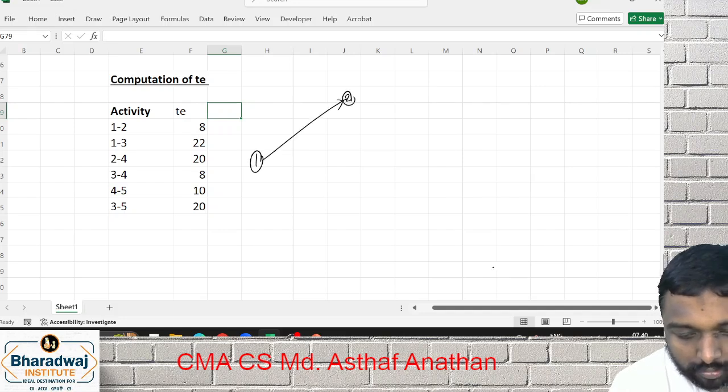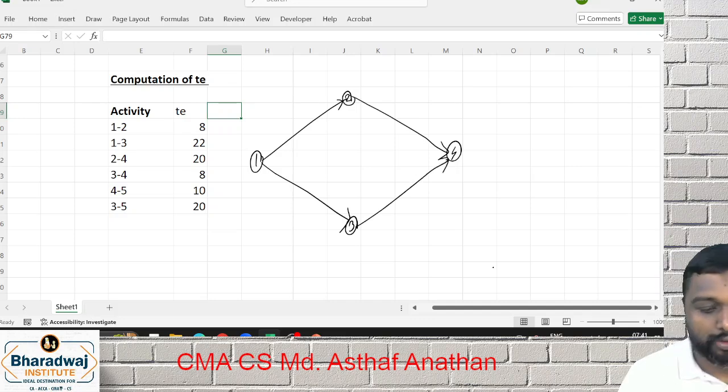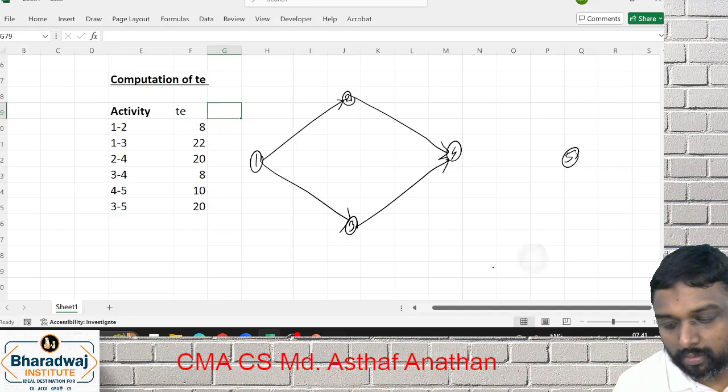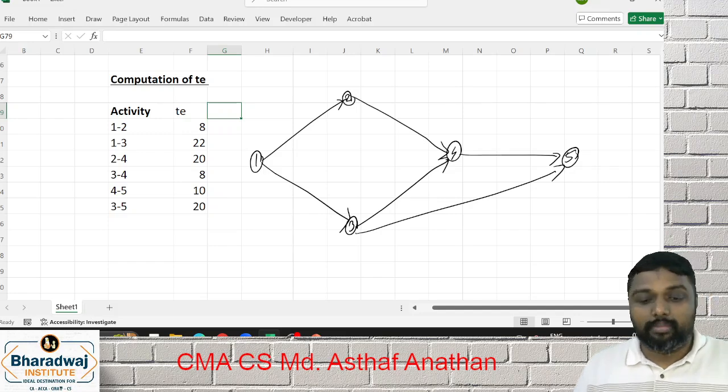1 to 2, 1 to 3, 2 to 3, not 2 to 3, 2 to 4, 3 to 4, then 3 to 5. Correct, friends? You can do your own way. If you want, you can give the numbers also.